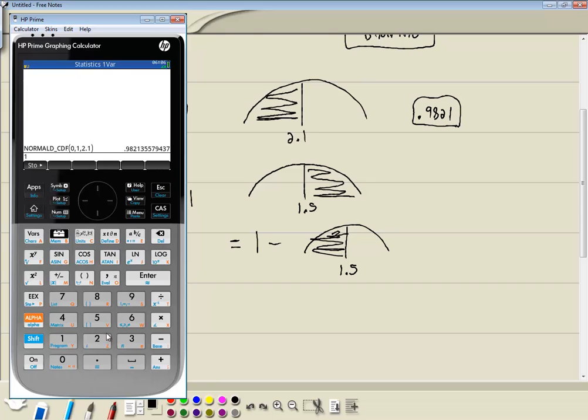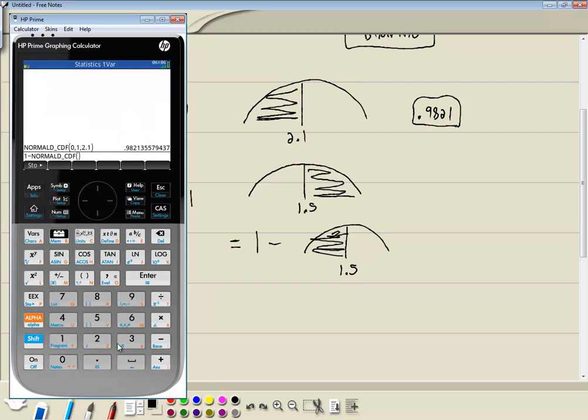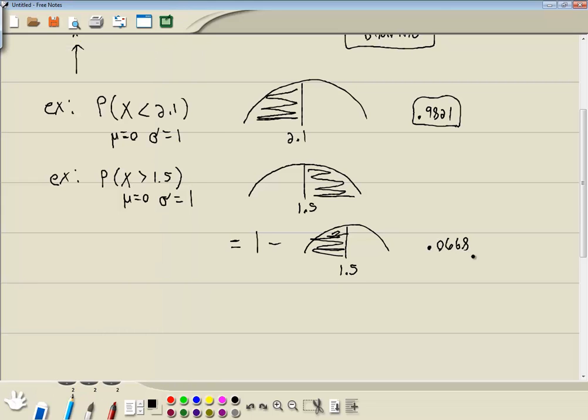And first thing I'll do is a 1 minus. And then choose my toolbox, the little menu. And I want to choose probability, so I choose 5. You can also, I think this is a touch screen in HP Prime, but I want to choose cumulative, number 6. Choose normal. And again, our mean is 0, comma, standard deviation is 1, comma, and then 1.5. And press enter. And we get 0.0668, if my eyes are seeing that right. So that'd be our answer.